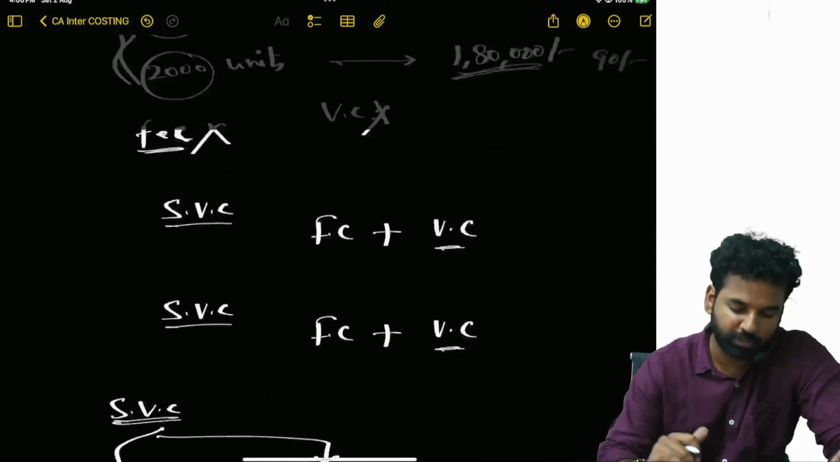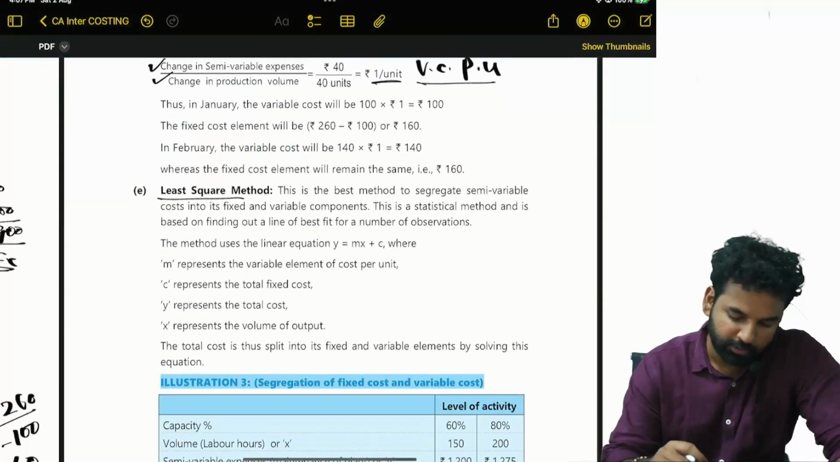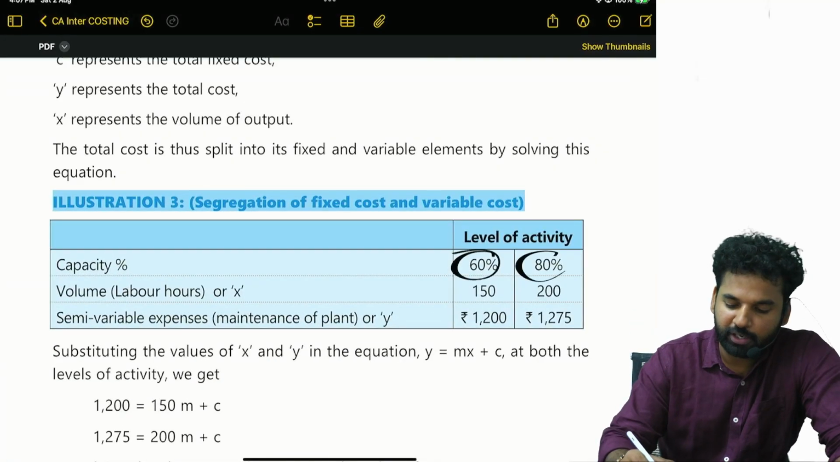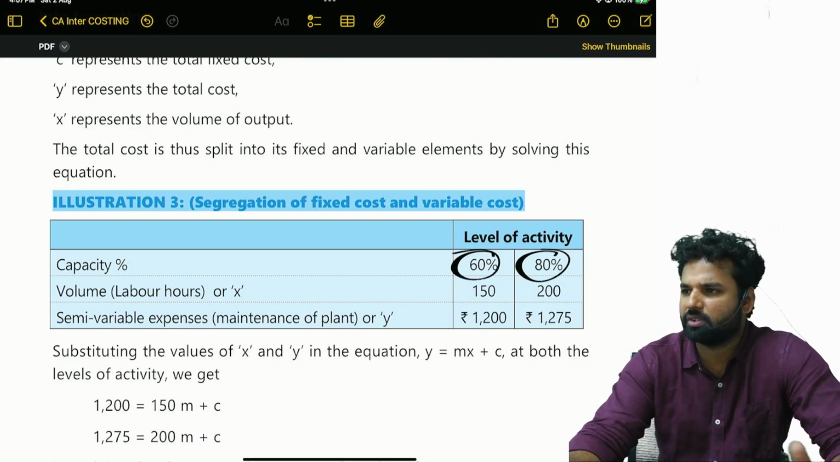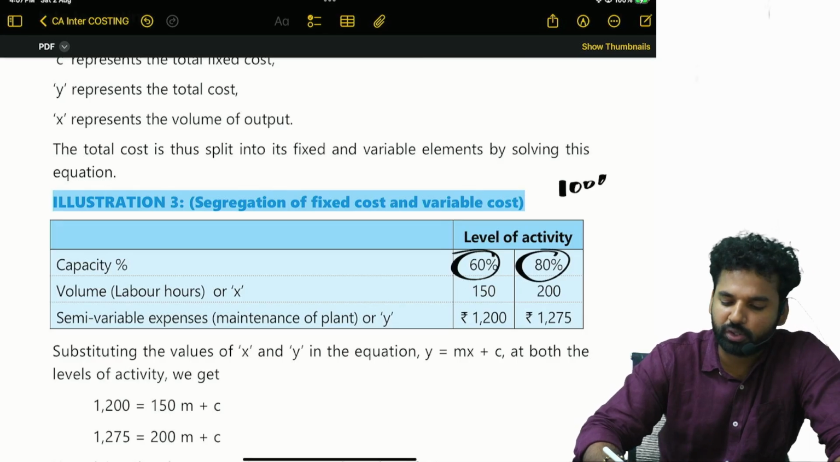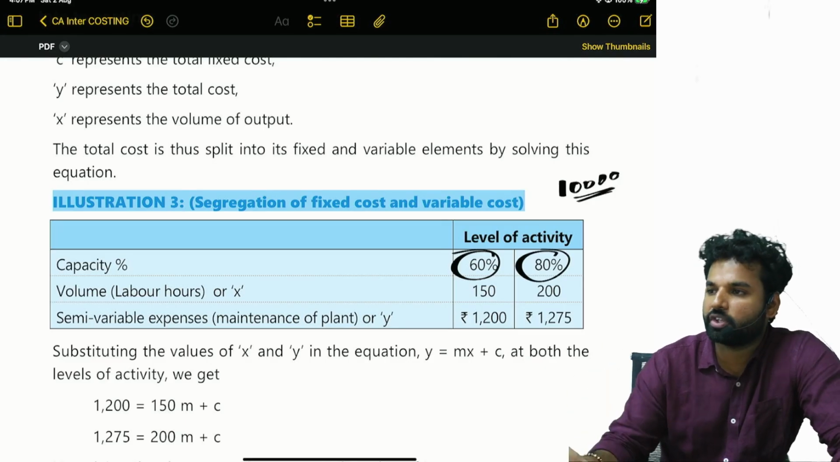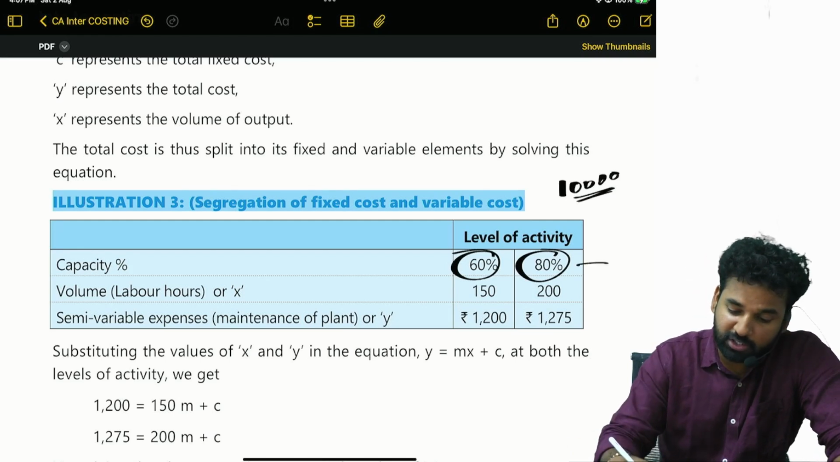How will we see? See here. The question here gives capacity percentages of 60% and 80%, two levels of activity. That means operating at 60% and 80%. Simply speaking, let's say our maximum capacity is 10,000 units. 60% capacity means we produce 6,000 units, and 80% capacity means we produce 8,000 units. That means the level of production, the level of activity, changed.